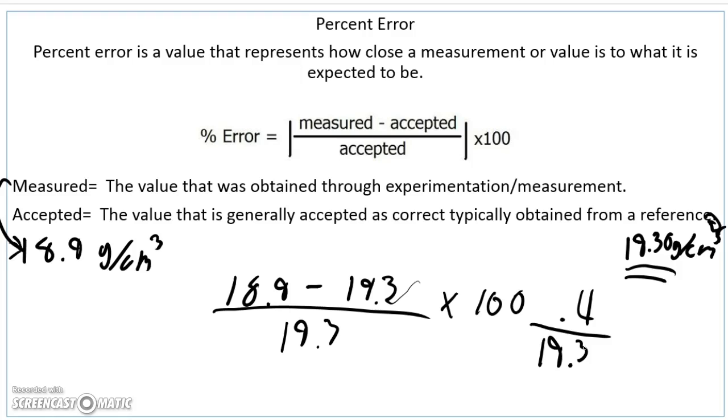Alright, so if you want to leave that negative in there, that negative is going to show you that my value is less than what it was supposed to be. But really, percent error is just an absolute value. So I'm not going to put the negative in there.